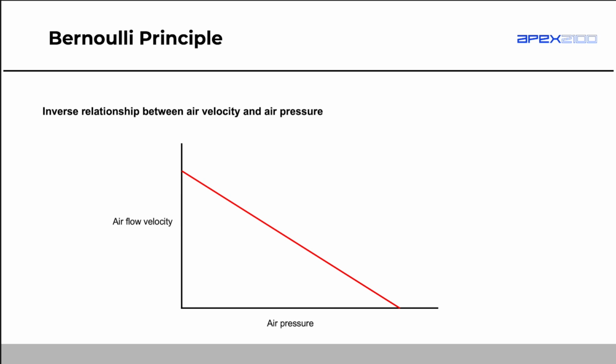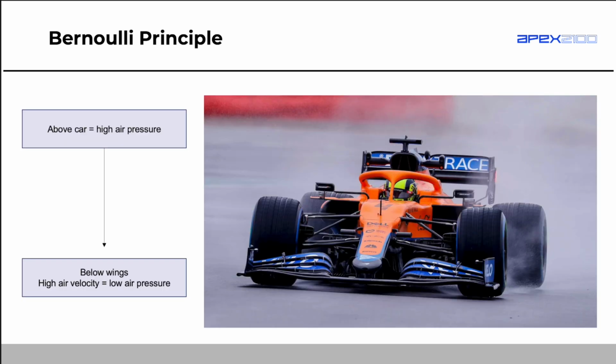Now, high air pressure always wants to come towards low air pressure. It's just the way that it works. So let's have a look at an example of this in sport. The best example I can give you is with F1. So let's look at an example of the F1 car.